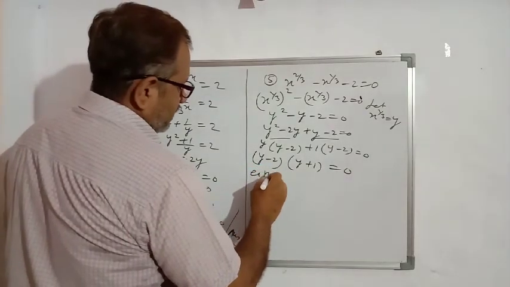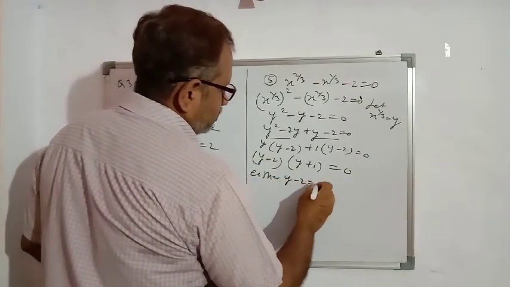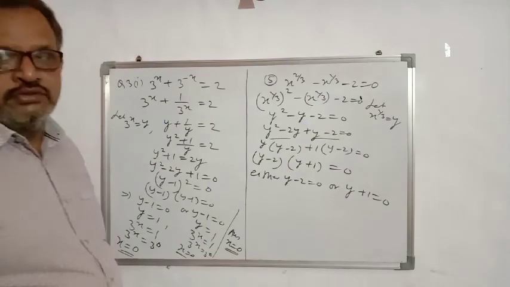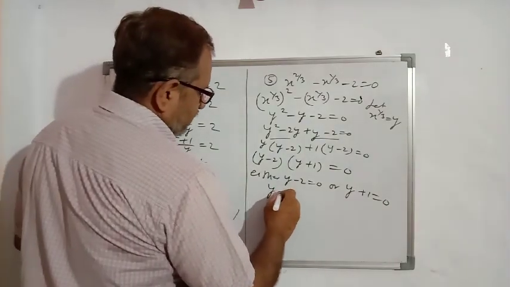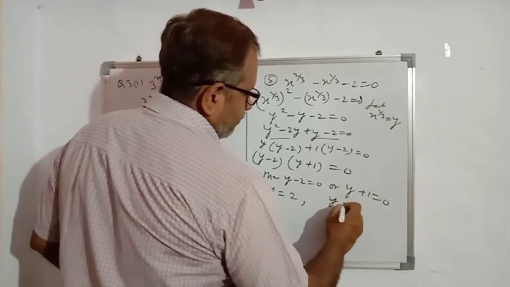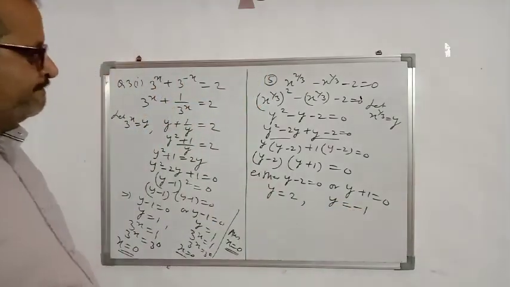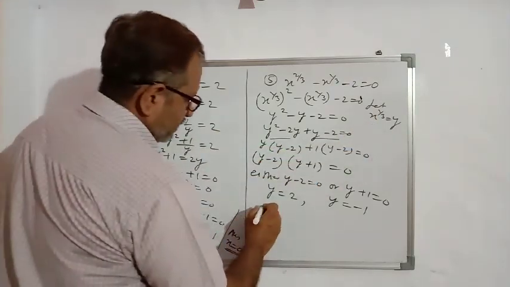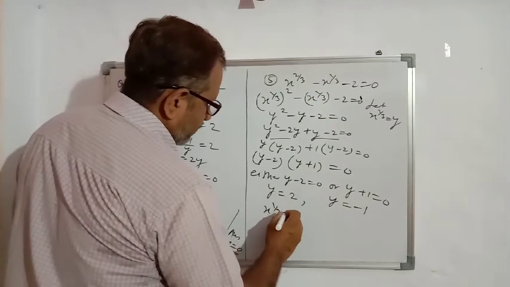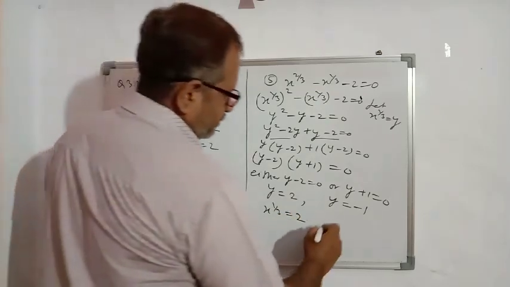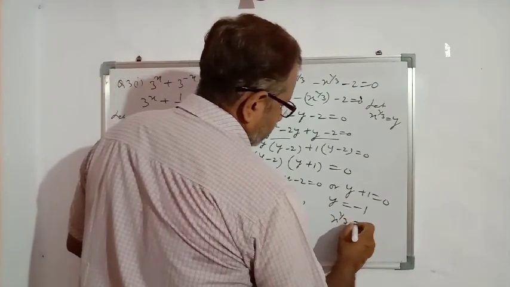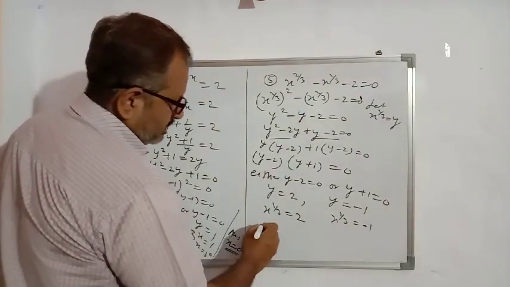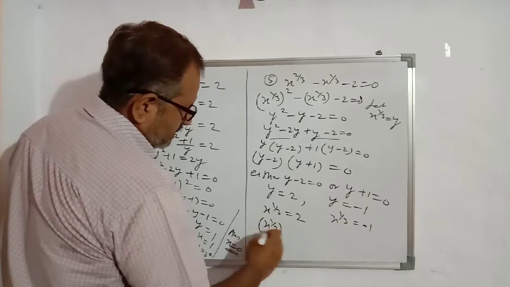So write either y minus 2 is equal to 0 or y plus 1 is equal to 0. So we will get y is equal to 2, and from here we will get y is equal to minus 1. Now put the value of y. What is the value of y? x to the power 1 by 3. x to the power 1 by 3 is equal to 2. Here also x to the power 1 by 3 is equal to minus 1. So cubing on both sides. Take the cube on both sides.